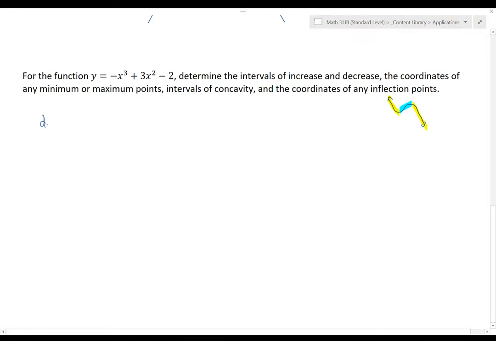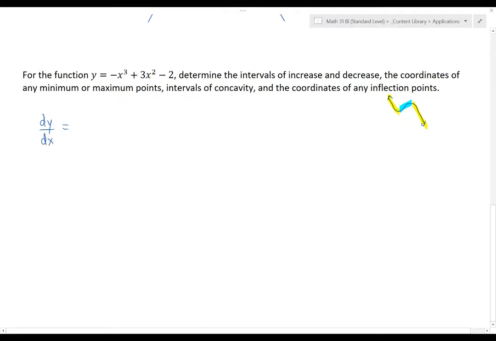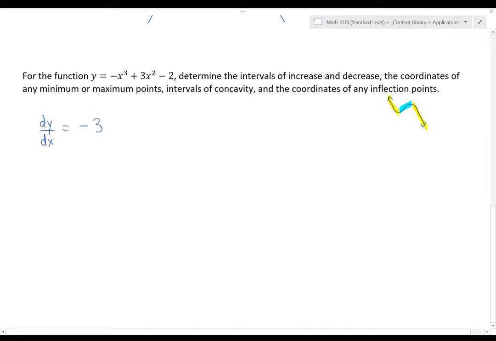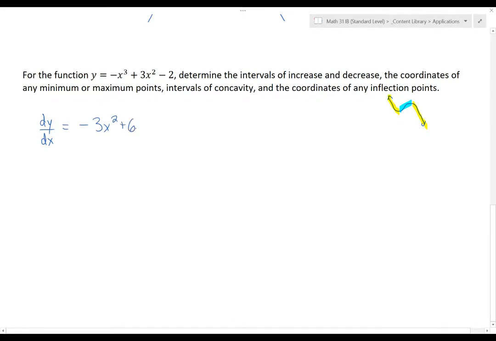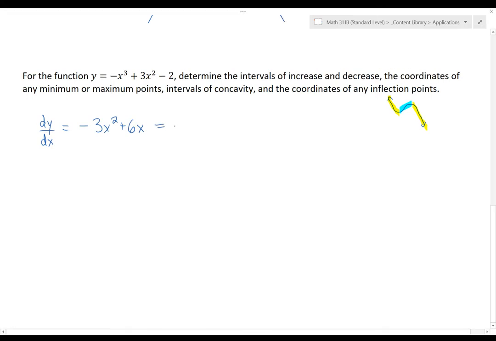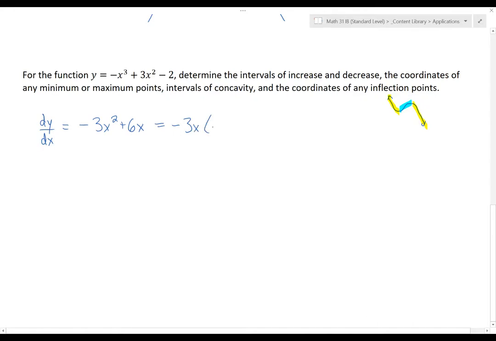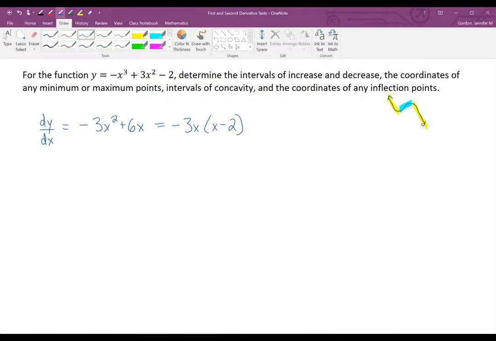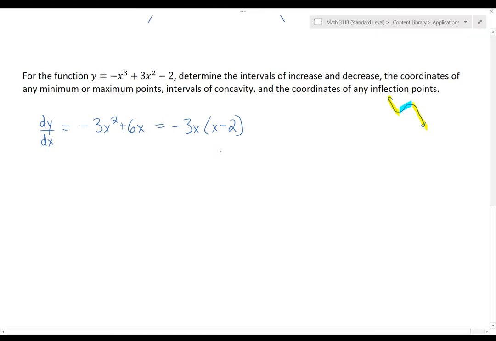The first derivative, dy/dx, is going to be negative 3x squared plus 6x. In order to figure out intervals of increase and decrease, I first find the zeros. The zeros of this function can be found by factoring: negative 3x times (x minus 2). My critical values are where this is equal to 0, so I have critical values at x equals 0 and x equals 2.